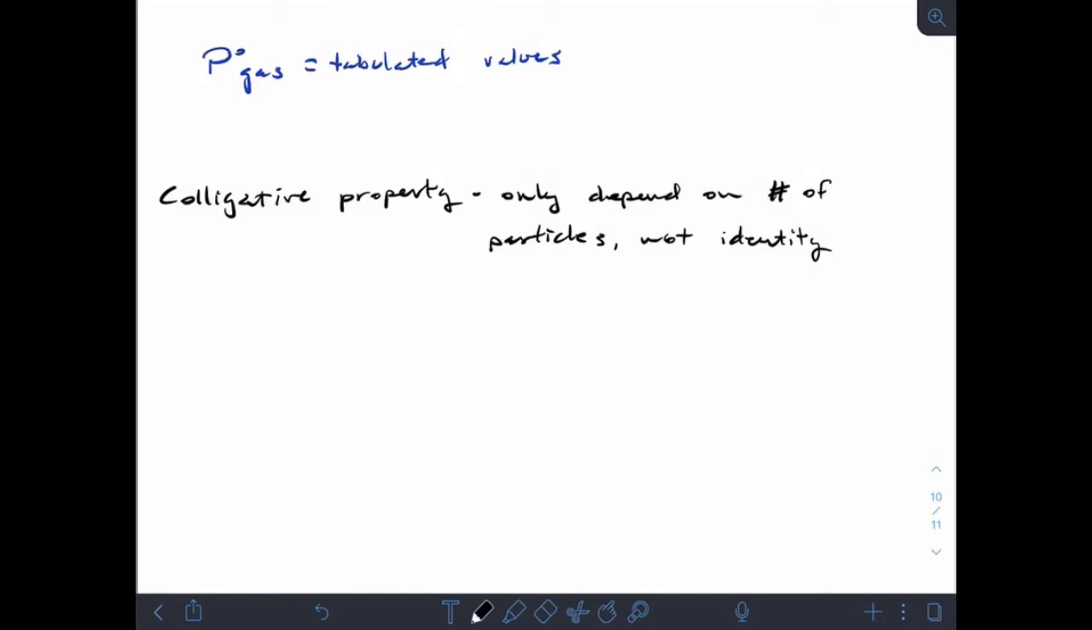So solutions. So if I have sodium chloride dissolved in water versus magnesium chloride dissolved in water, doesn't matter which is which. It just depends on how many particles of sodium chloride or magnesium chloride there are. Okay? Doesn't matter whether it's sodium or magnesium. A colligative property only depends on how many particles there are.